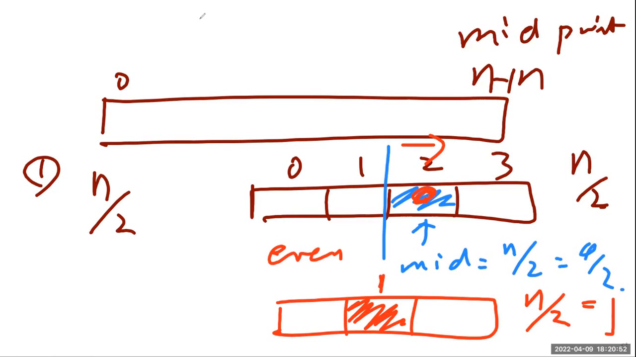Any question about this one? Using n divided by 2 to find the middle element, is that okay? Okay, so this is one system. You can find the midpoint by this, but the midpoint found by n divided by 2 will be the middle point on the right-hand side, the bigger side.